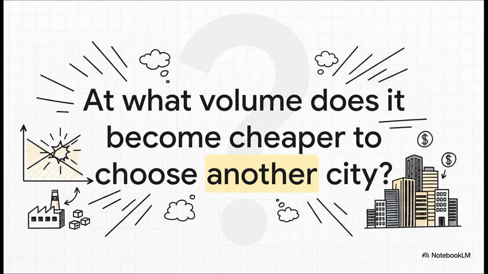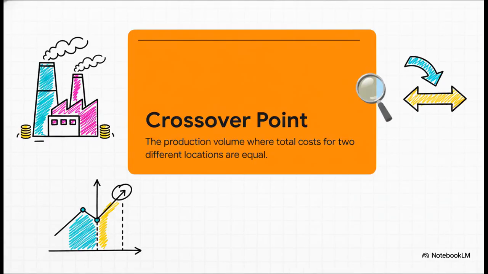This right here is the million-dollar question. We need to know the exact production number where the cost advantage flips from one city to another. If we can find those magic numbers, we can make the right call no matter what our final sales volume turns out to be. And that magic number, it actually has a name. It's called the crossover point. It's the precise volume where 2 different locations have the exact same total cost. Finding this point tells us the boundary line where our decision needs to change.